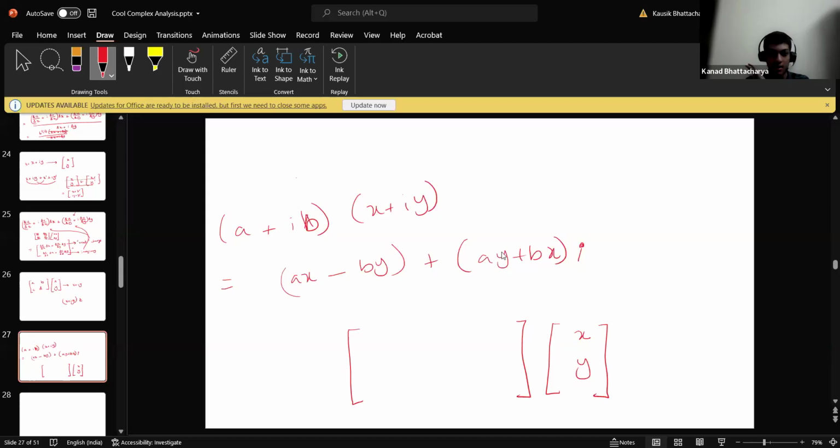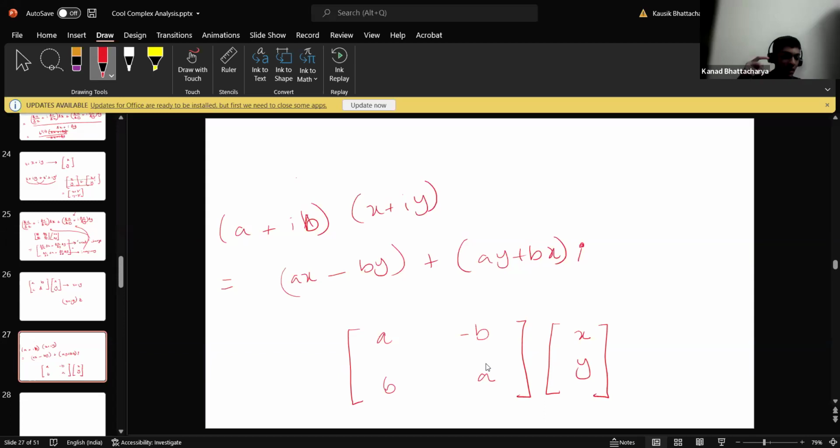Okay. So now just bear with me. If we write it out in the form of a matrix, what we have is A minus B, the real part, when we multiply the matrix, and over here what we have is B and A.